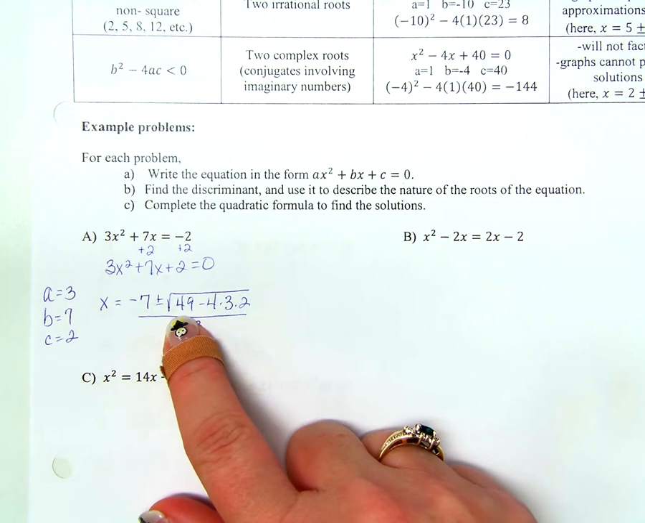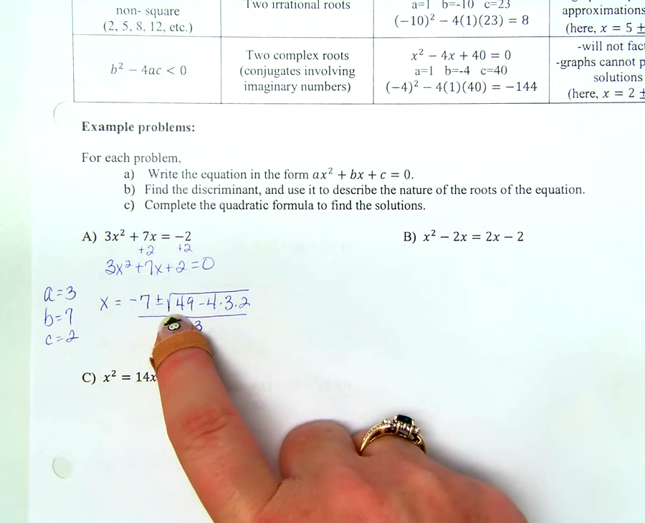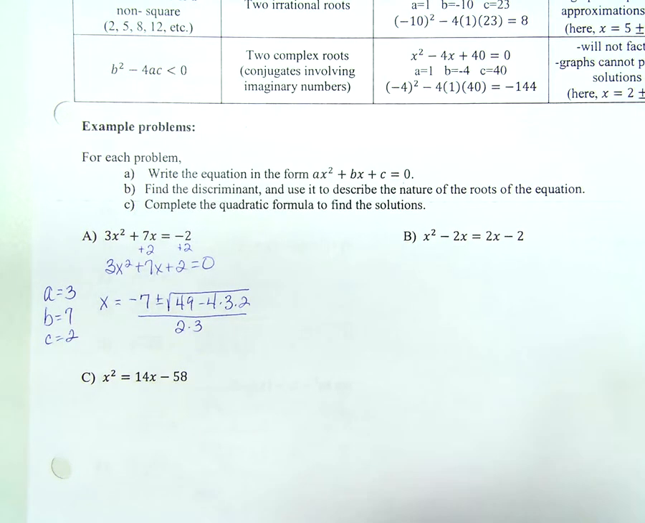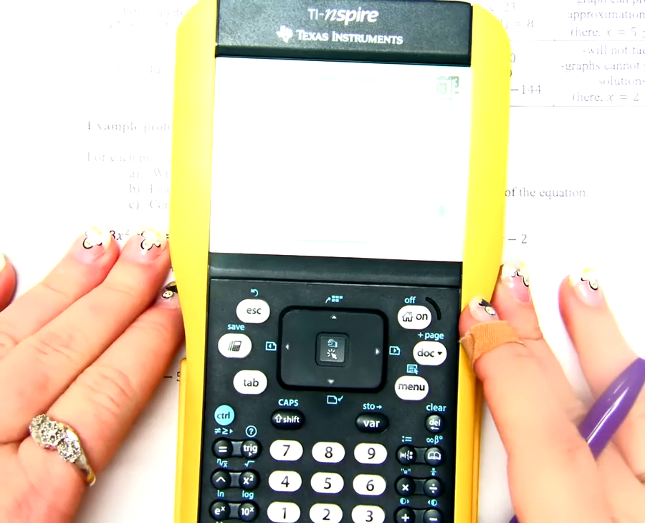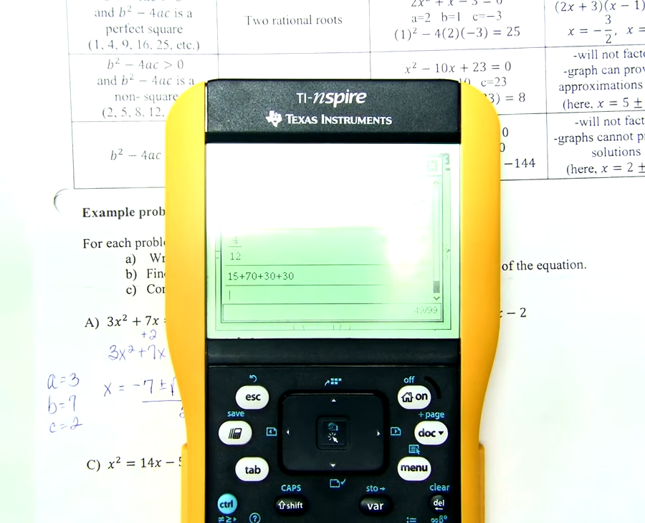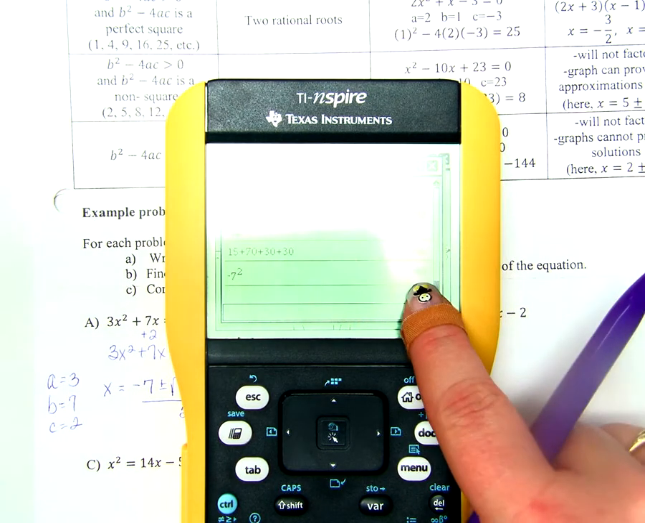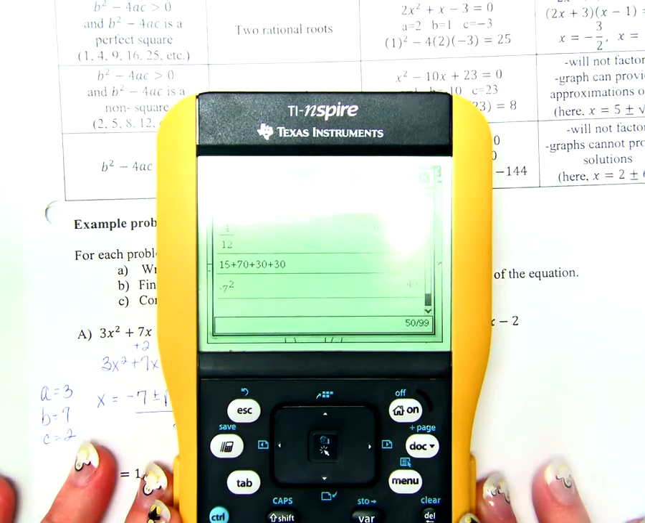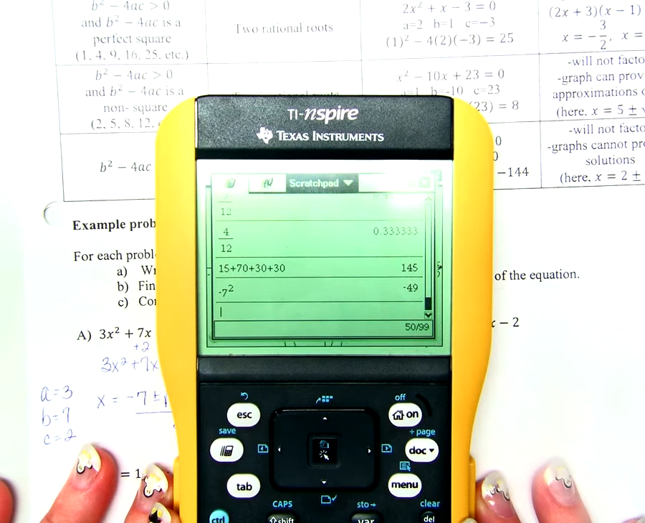And I can't tell you how many times people mess up right there, because especially when b is a negative number, they just put negative 49. Because what they do in their calculator is they say negative 7 squared. Now, I know it's not negative 7 for this problem. I'm just trying to give you an example. Okay? Look what it tells you. Negative 49. So did the calculator get it wrong?